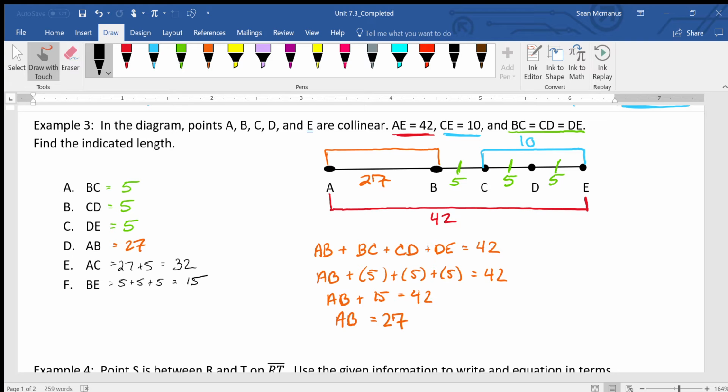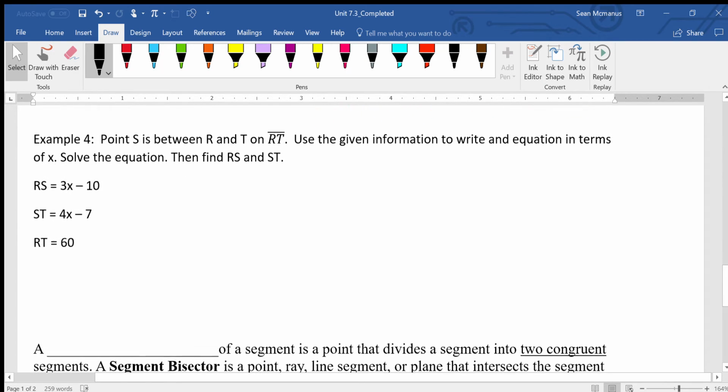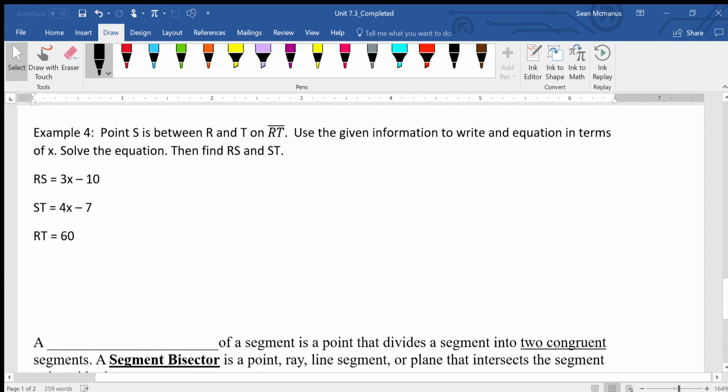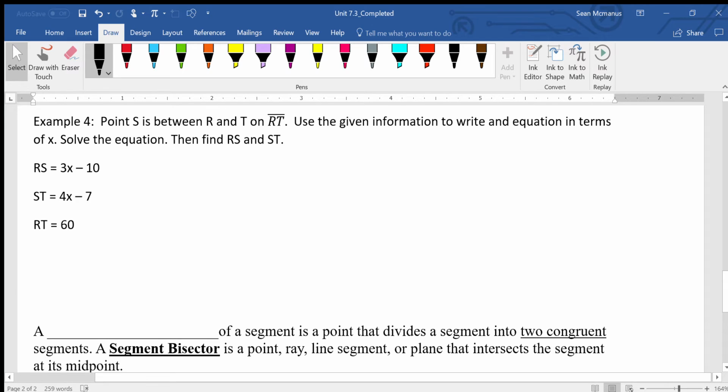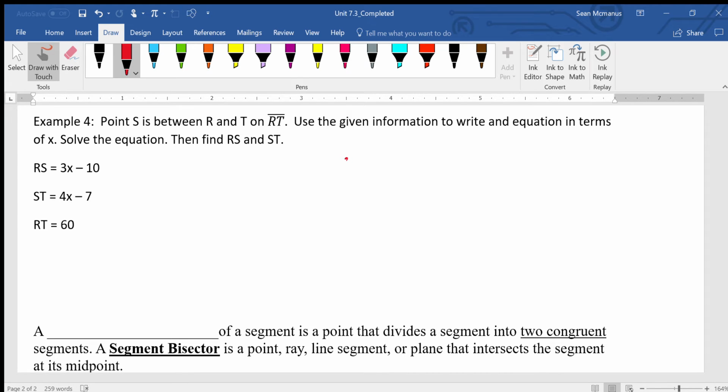So there's a few steps involved with these, but it's not too bad, right? And we're almost there. Example 4, point S is between R and T on segment RT. So that means I have point R, point T, there's segment RT, and point S is between them.